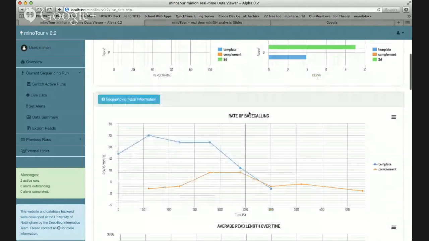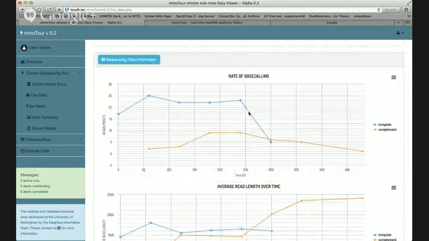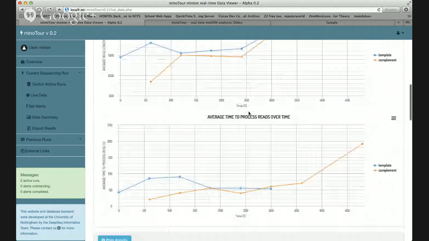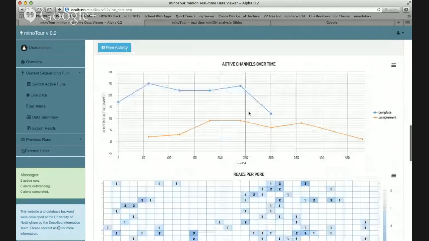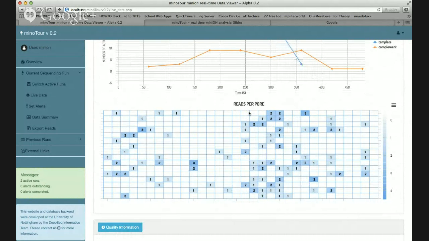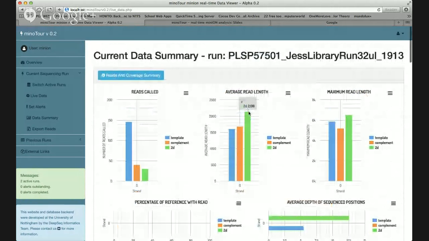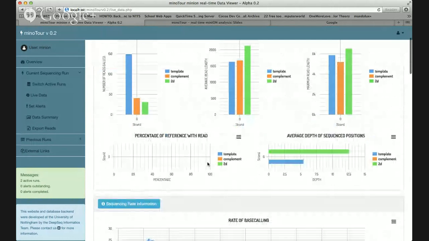You can see some of these graphs being plotted out here for the rate of base calling over time. This is copying slightly faster than the run went. Read length over time, all sorts of things, number of active channels. You can see the reads popping into individual pores here as they're generated. We have quality summaries and various other things. So there's all sorts of things you might want to do here. I'm not quite sure why this percentage of reference with read isn't showing up, but one of the obvious things is you want to ask questions about the data and you want to know about it.